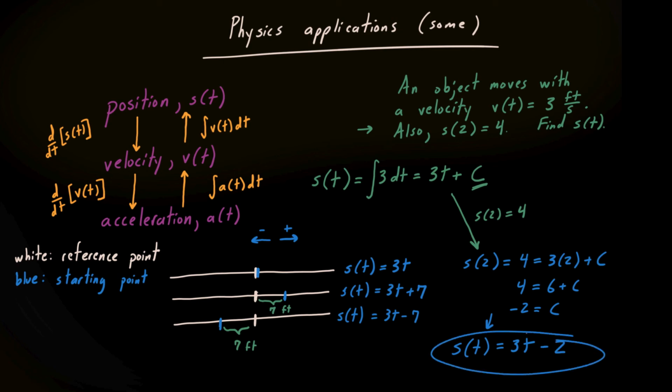So when I go up the golden arrows from one function to another, I need some numerical information about the function that I'm going to. If I'm going from v to s, I need some numerical information about s.